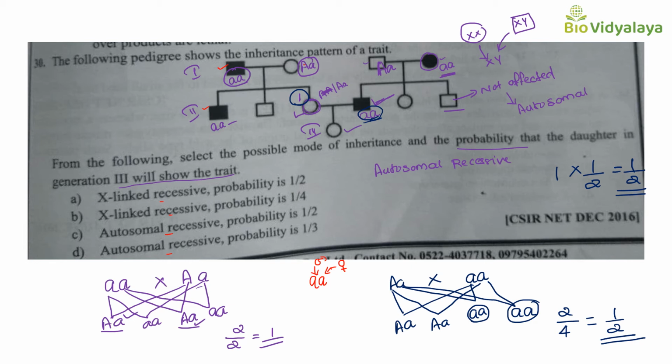So the trait is autosomal recessive and the probability is 1 by 2. Let's see the options. So here autosomal recessive is there, probability 1 by 2 is there. So the answer is option C, autosomal recessive, probability is 1 by 2.